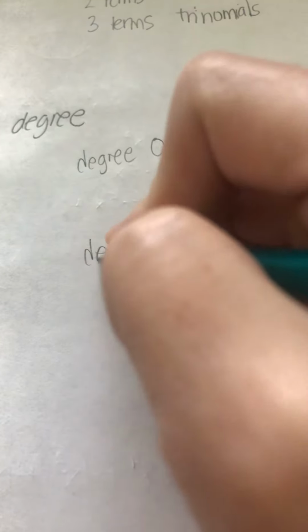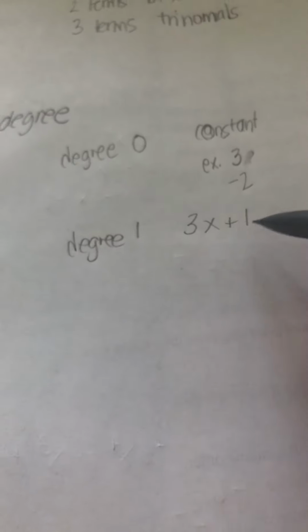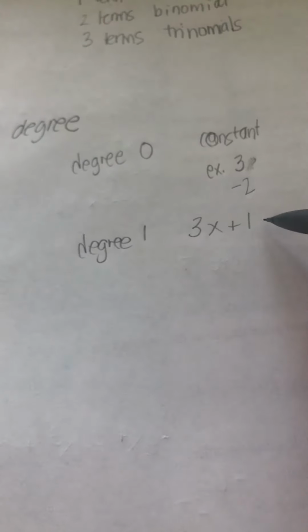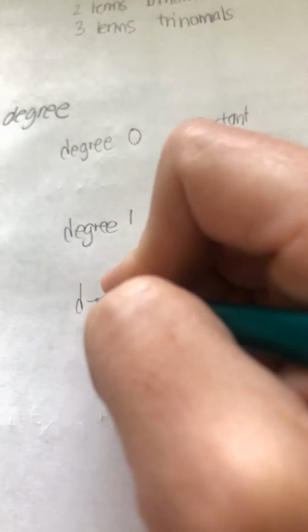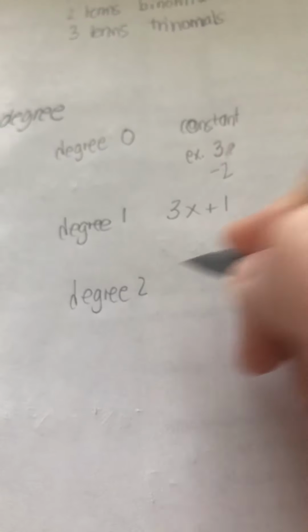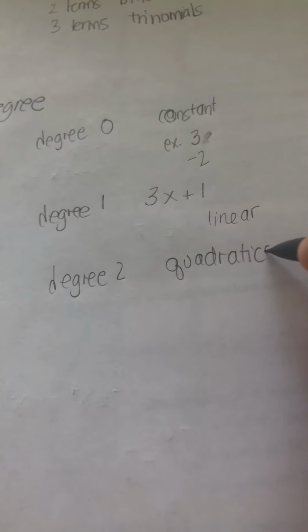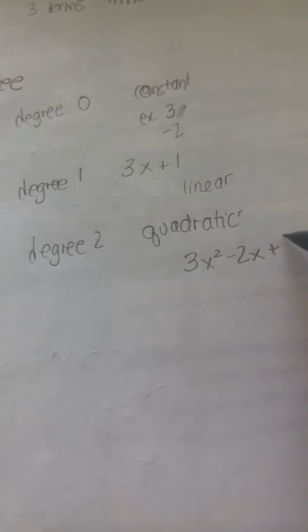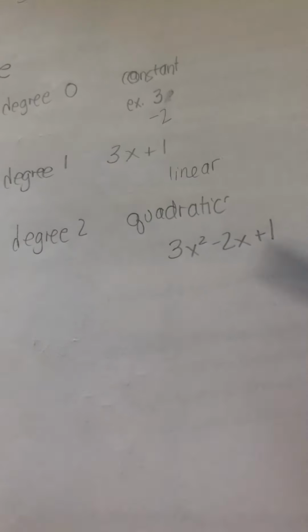If you have a degree 1 polynomial, so an example would be this. Okay? This is degree 1, that's degree 0. The degree of the whole entire polynomial is 1. It's called linear, and we've done a lot of linear equations. If it's degree 2, it's called a quadratic. So an example would be, okay, this is a degree 2 polynomial. You look at the highest exponent of any term.